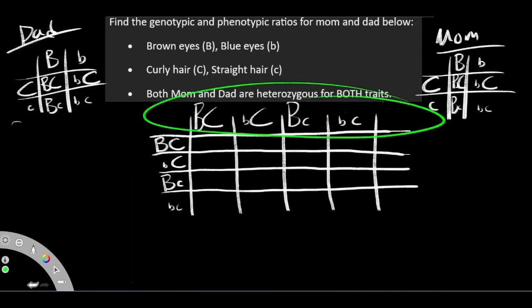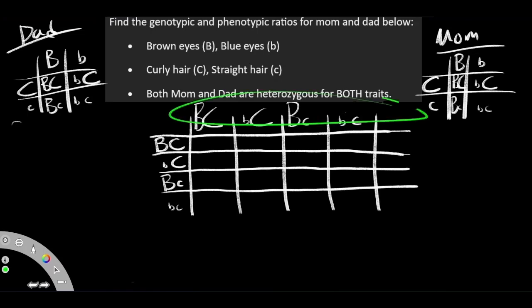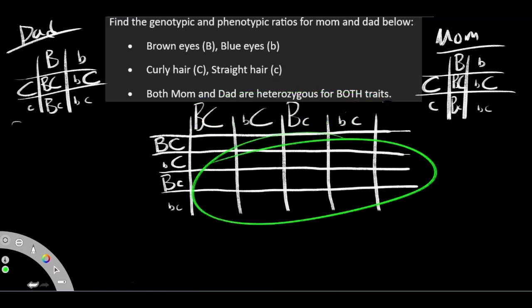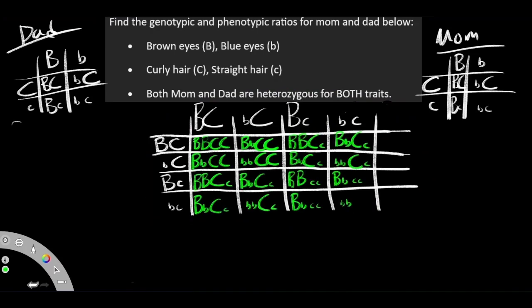So I've labeled them on their respective axes, over here and over here. So just fill them in and tell me what genotypic and phenotypic ratios you get. All right, so this is what I got. Let's figure out the ratios for the genotype.